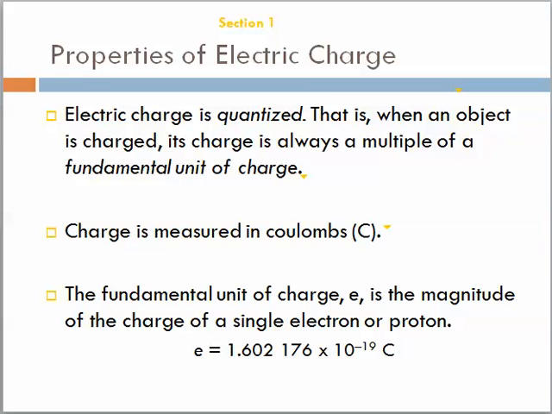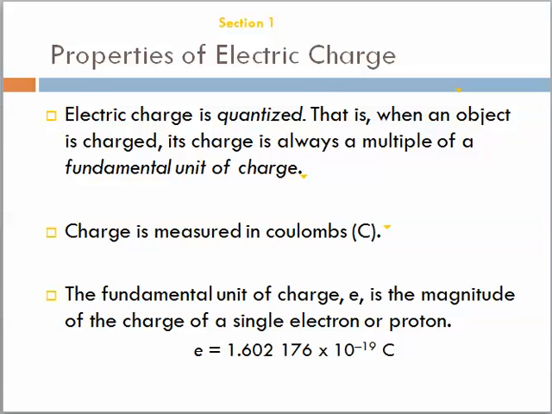Properties of electric charge. Electric charge is quantized. That is, when an object is charged, its charge is always a multiple of the fundamental unit of charge. Charge is measured in coulombs. So, the fundamental unit of charge, E, is the magnitude of a charge of a single electron or proton.